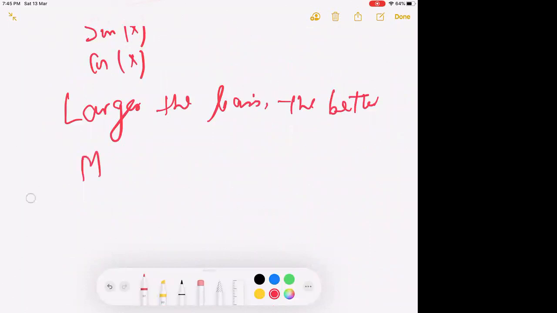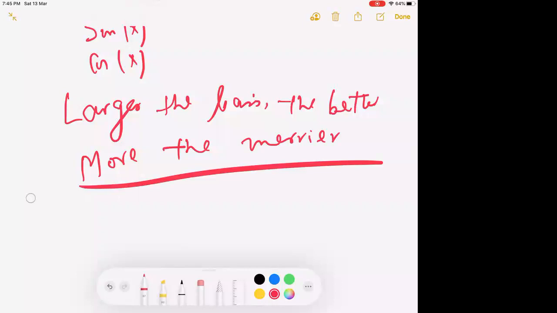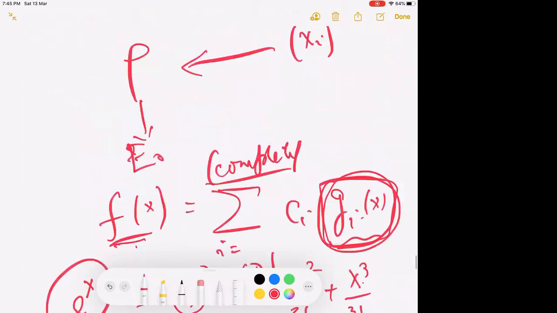Sometimes it is right, more the merrier. I hope you understand the English. Merry means you are happy, right? More the merrier, or the larger the basis, the better. So you have to keep on adding basis functions, and there is no end to it. Yet, we have to make sure that K is reasonable.